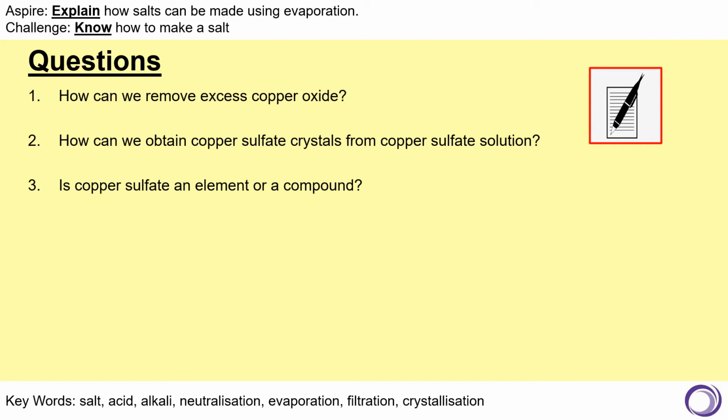So now there are 3 questions to complete. I'm going to give you a couple of minutes to answer these questions. The first question is, how can we remove the excess copper oxide when we are making a salt? How can we obtain copper sulfate crystals from copper sulfate solution? And is copper sulfate an element or a compound? I'm going to give you a couple of minutes, off you go.